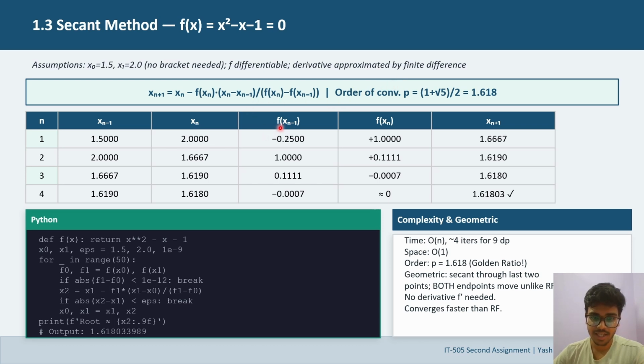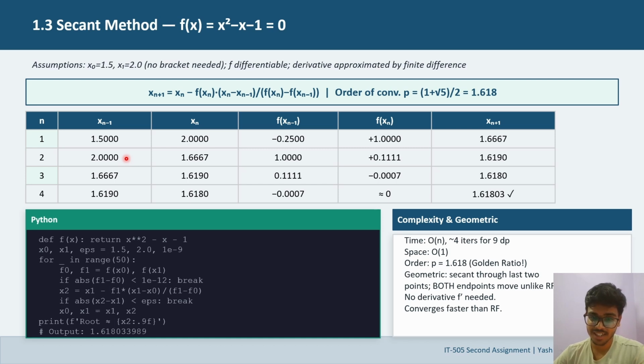So in iteration 1, x0 = 1.5, x1 = 2, and f(1.5) = −0.25. f(2) = 1, so x2 = 2 − 1 × (2 − 1.5)/(1 − (−0.25)), which equals 2 − 0.5/1.25 = 2 − 0.4 = 1.6.